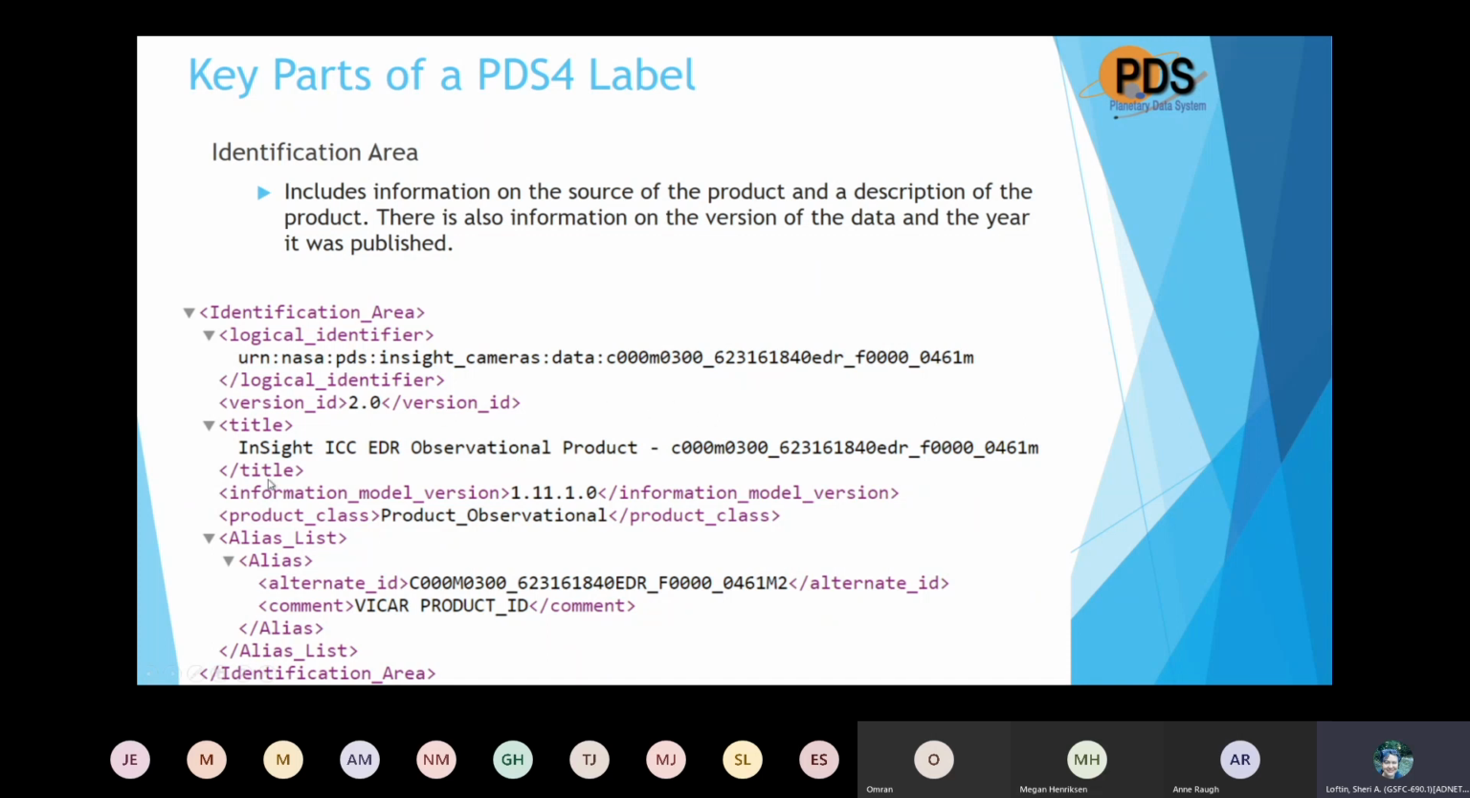So a lot of this stuff in the identification, when you're creating your templates, can actually be entered in. You can have a placeholder here for the file name. So you can already put in observational product and then have a placeholder waiting here. These kind of things are not going to change.